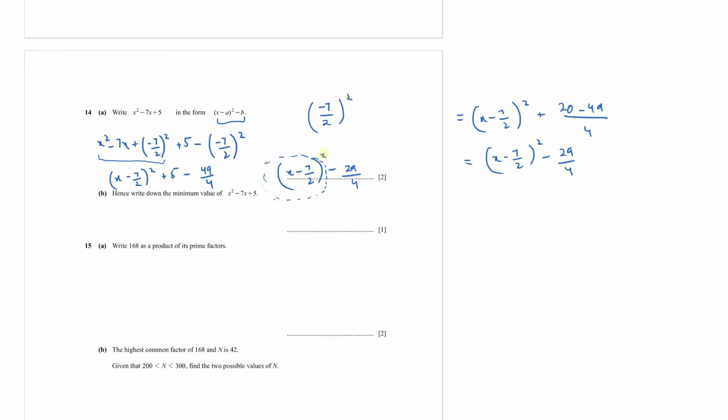So the minimum possible value of a square is always 0. So if this is 0, then the value for your expression will be minus 29 by 4, which will be the minimum value of this.